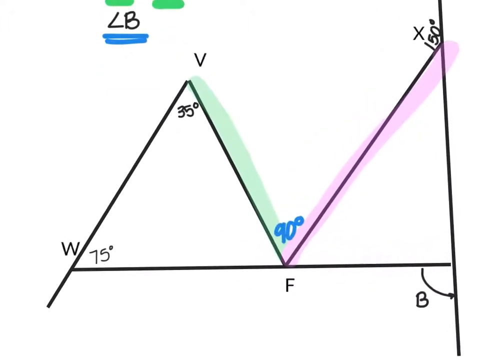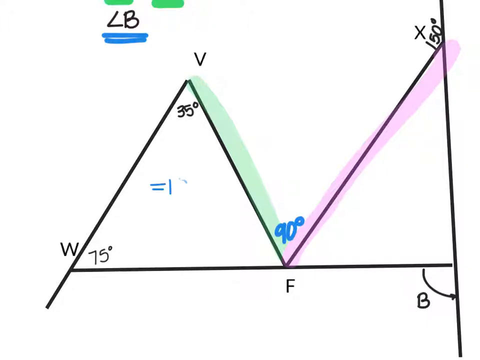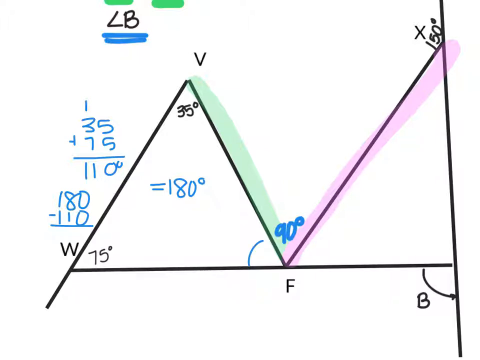Well, I know a triangle total has to equal 180 degrees. So if I add 35 plus 75, that's 10, bring over the 1, that should be 110 degrees. Well, so then I do 180 minus 110, which will give me that remaining angle here that I'm looking for, which will be 70. So I have 70 degrees right here.